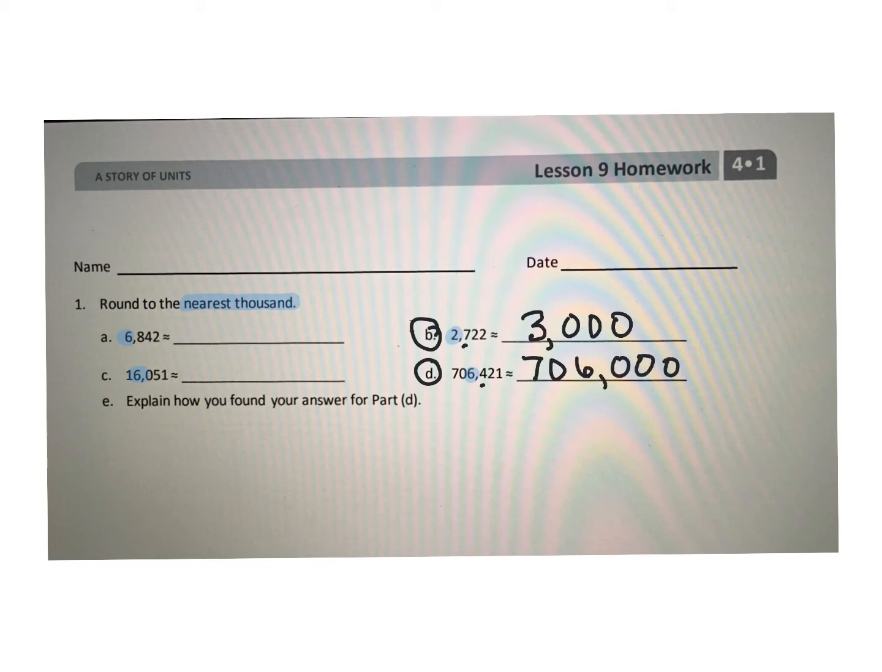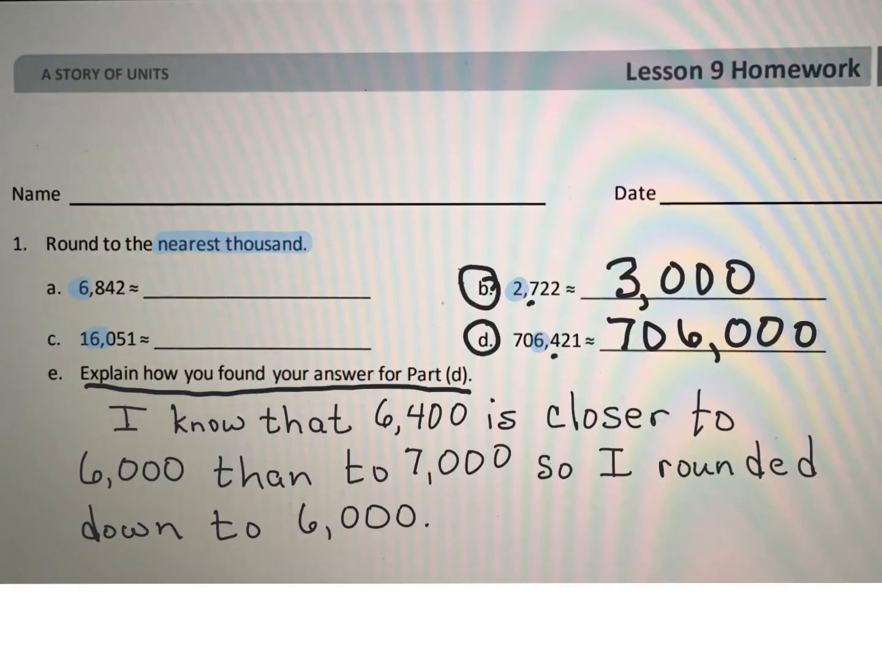706,000. Okay, and then it says down here in E, explain how you found the answer in part D. So we just kind of go through that, how we talk about it. And so let me write an explanation, and then maybe on the next one, you'll know how to write an explanation. Okay, I just wrote a sentence explaining. I know that 6,400 is closer to 6,000 than to 7,000, so I rounded down to 6,000.